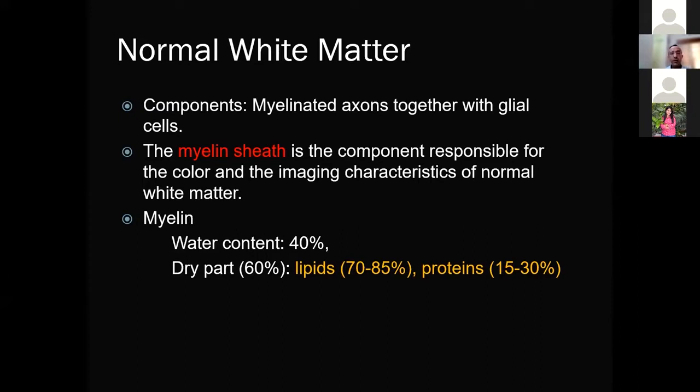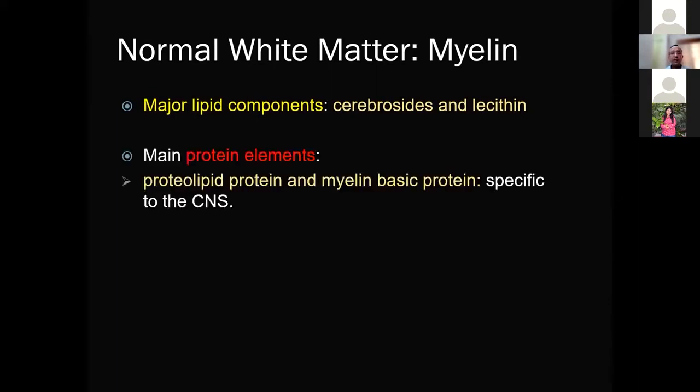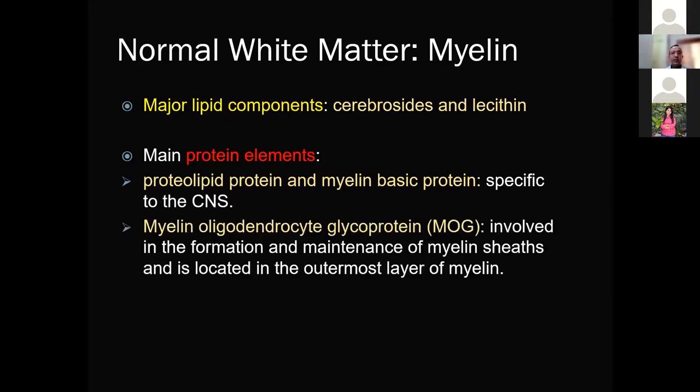In children, the water content is relatively more as compared to adults. Among lipids, the main components of the myelin are cerebrosides and lecithin. Among proteins, the main ones are the proteolipid protein and the myelin basic protein, which are specific to the CNS. More importantly, MOG, the myelin oligodendrocyte glycoprotein, is involved in the formation and maintenance of the myelin sheath. It is located in the outermost layer of the myelin, and these protein elements of the myelin sheath are potential targets for various autoimmune diseases.